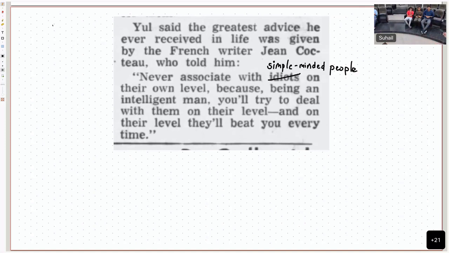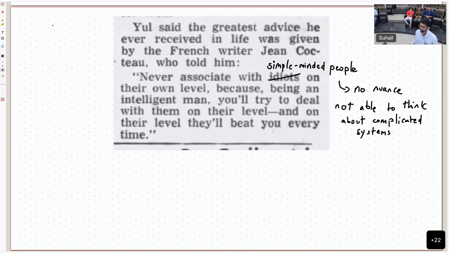Instead of idiot, I'll say a simple-minded person. And what do I mean by a simple-minded person? A person who is not able to think about very complicated systems. Because when you're dealing with algorithms and computation, there are very complicated systems that dictate what the algorithm is doing. If you're not able to think about that, or in general about complicated systems, I'm going to call such a person a simple-minded person.